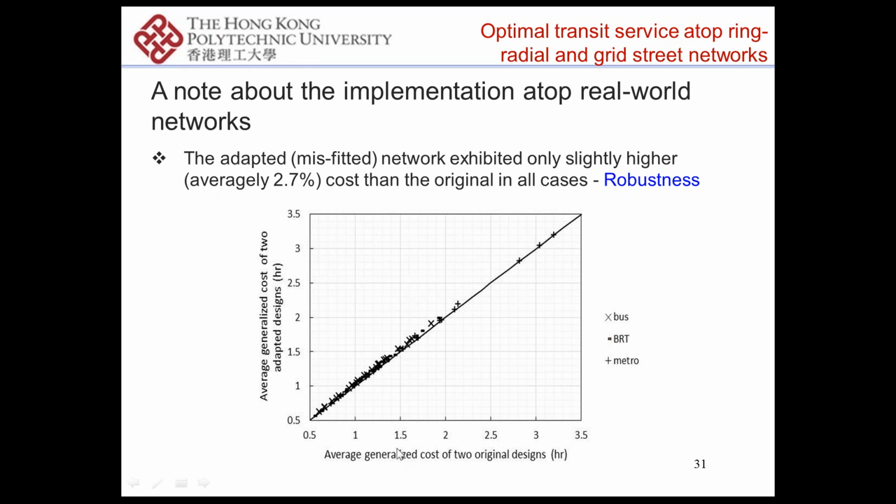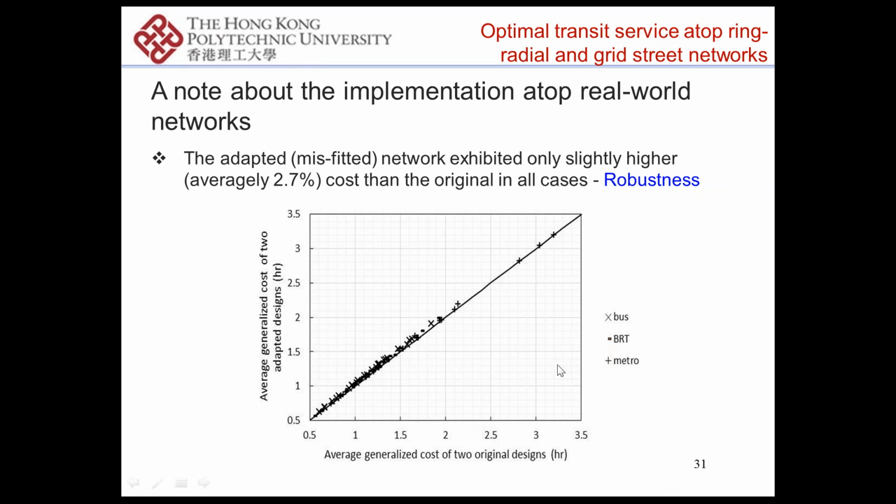The horizontal axis is the optimal cost of the original design. The vertical axis is the optimal cost of the wrong network, wrong design. And we see that, of course, all these points are above this line with slope 1. However, these are just slightly above. These are very close to this line. So this shows that the misfitted network design is only slightly more expensive, on average only 2.7% higher than the optimal cost of the correct design. So that means our model is very robust.